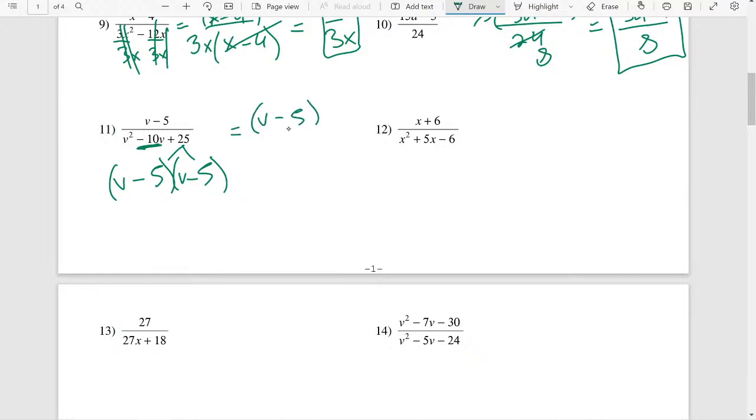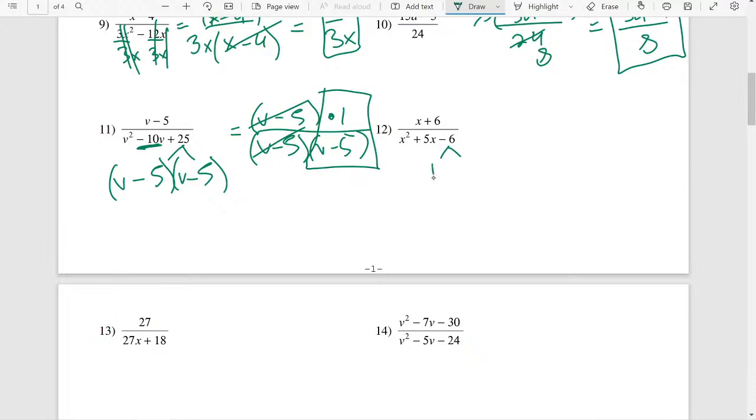So this is v minus 5 over v minus 5 times v minus 5. Lots of v minus 5s. Not all of them cancel, but one of them does with one of them, just like before with the x's, right? And then we'd be left with 1 over v minus 5 as our answer.